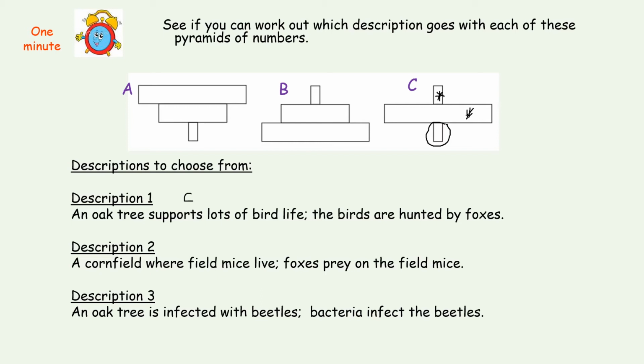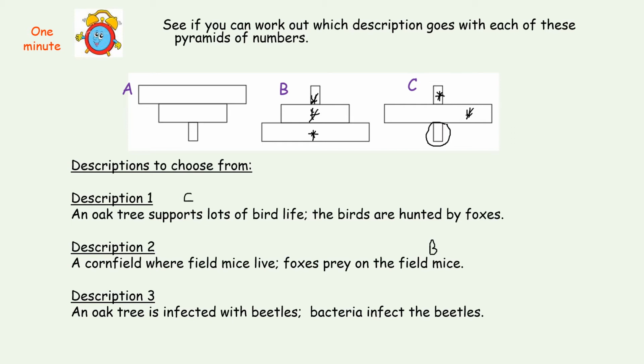Description 2, a cornfield where mice live and then foxes prey on the field mice. So that one is going to be B. And the reason it's going to be B is because cornfields is going to have a lot of numbers, and then it's going to get less number for the mice and then even less number for the foxes, so it's going to form a pyramid.